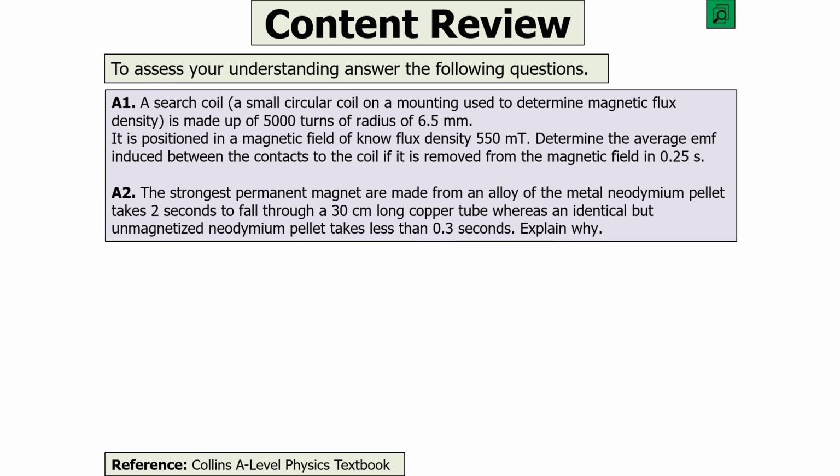Then, the strongest permanent magnets are made from an alloy of the metal neodymium. A magnetized neodymium pellet takes 2 seconds to fall through a 30 centimeter long copper tube, whereas an identical but unmagnetized neodymium pellet takes less than 3 seconds. Explain why. So pause the video now, then unpause the video when you want to go through your answer.